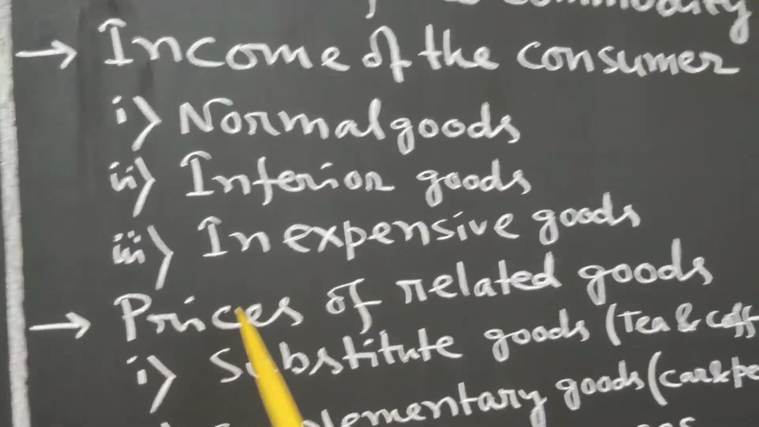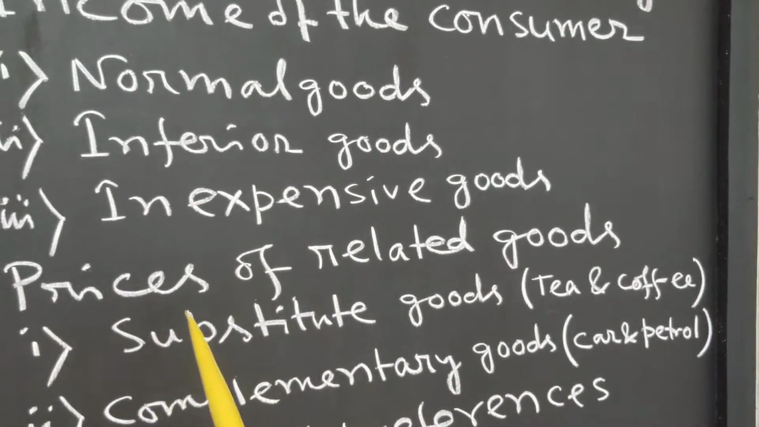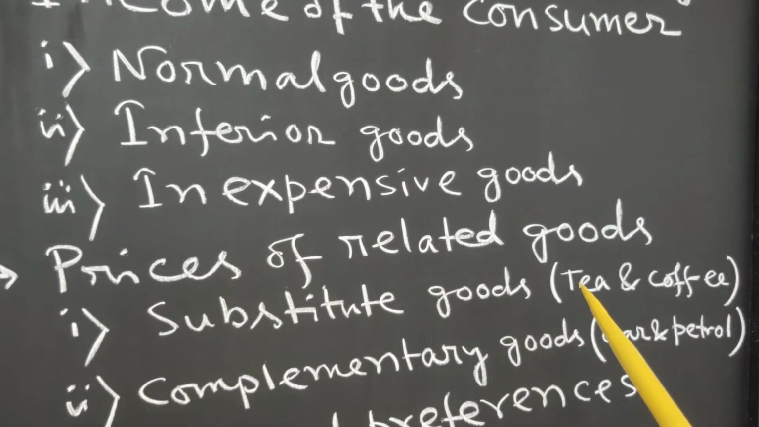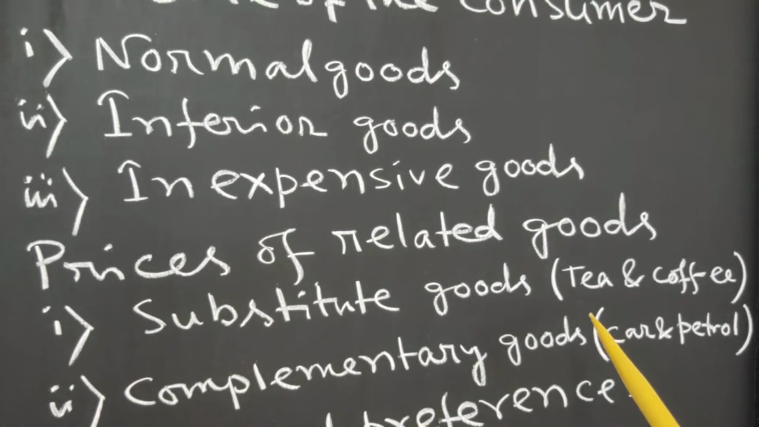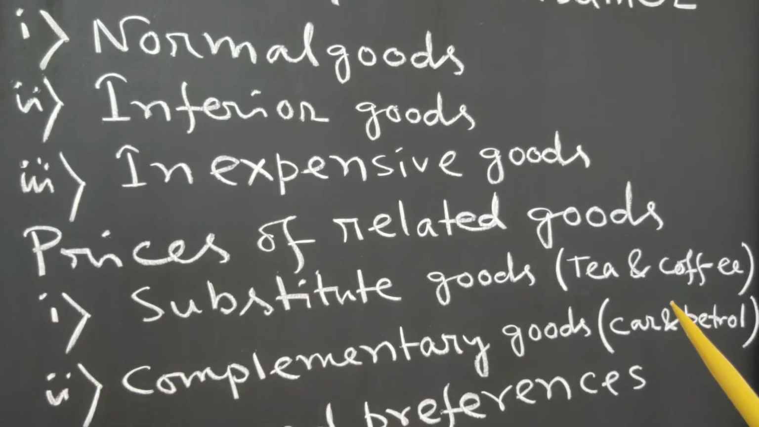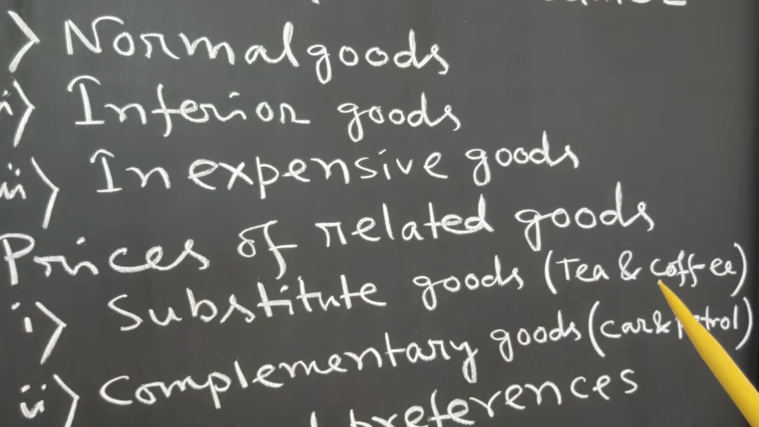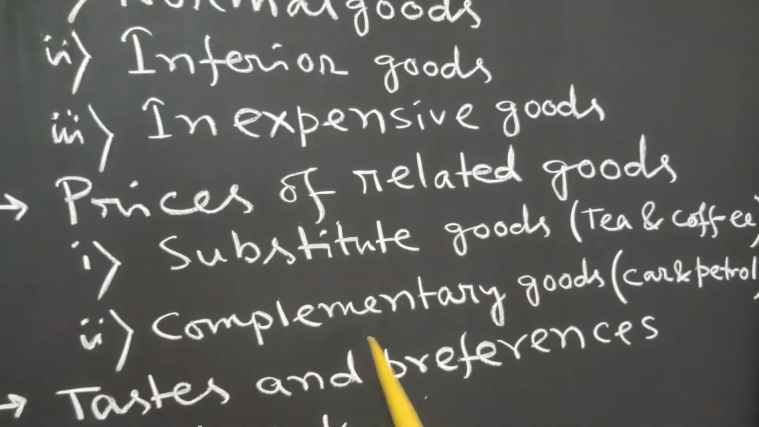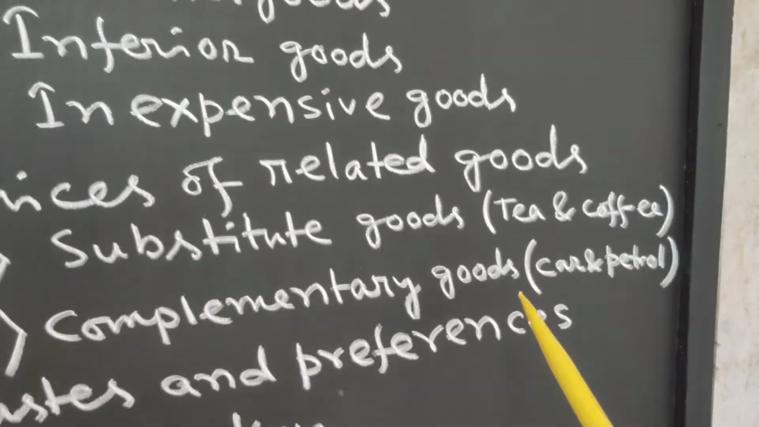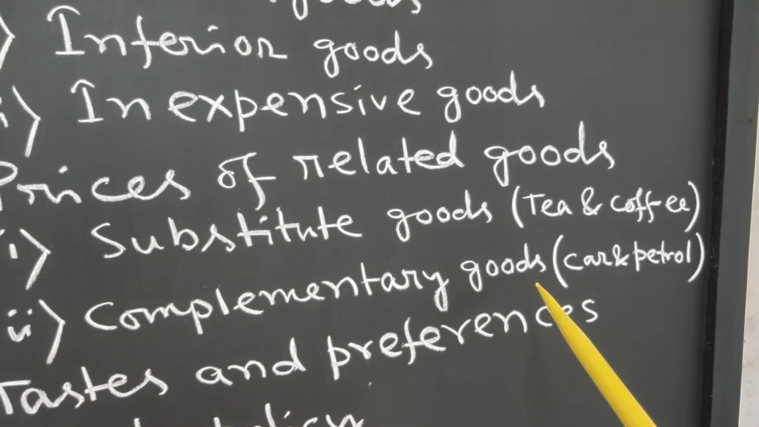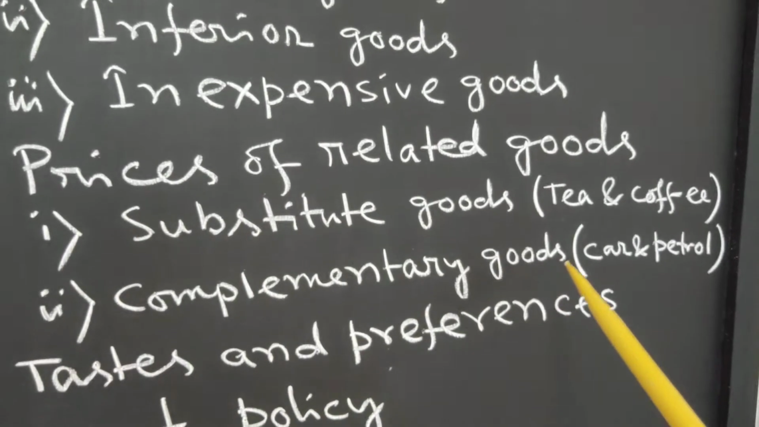Now next one, price of related goods. First one, substitute goods. Example, tea and coffee. If the price of tea increases, then the consumer may purchase coffee, because coffee is a little cheaper than tea. Next one, complementary goods, for example car and petrol. If the price of petrol increases, then demand for petrol cars will decrease. That means an inverse relationship.